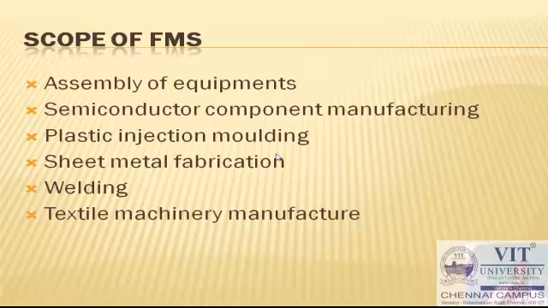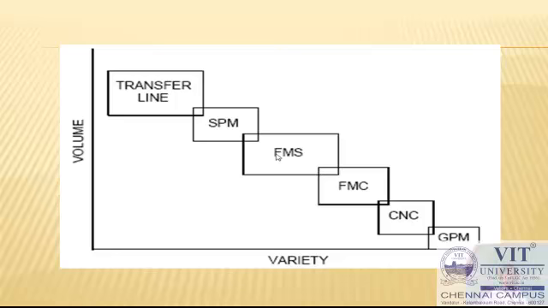Because changes are continuously being generated in the market. If one model is outdated and you want to modify something, your system should be modifiable, so that only then can it be used in the future. Otherwise, the facilities available cannot be used after 5 years or 10 years. So it can be modified, and that is why FMS is implemented in automobile assembly stations. So these are all the scopes of FMS.